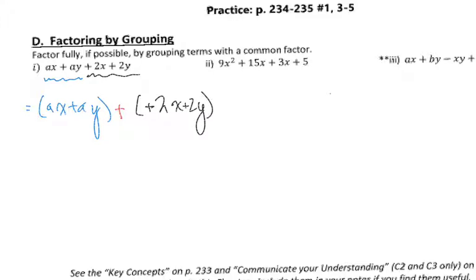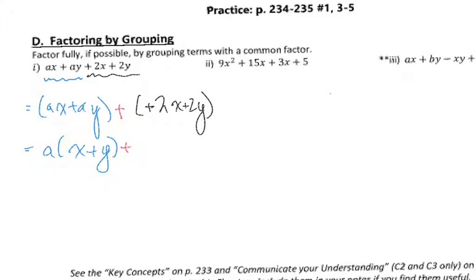Now that I've done that, we look in the first bracket, the blue half of our brackets, and we look for some greatest common factor. The greatest common factor in this case is going to be a. So all you're left with is now x plus y. And we still have our plus.